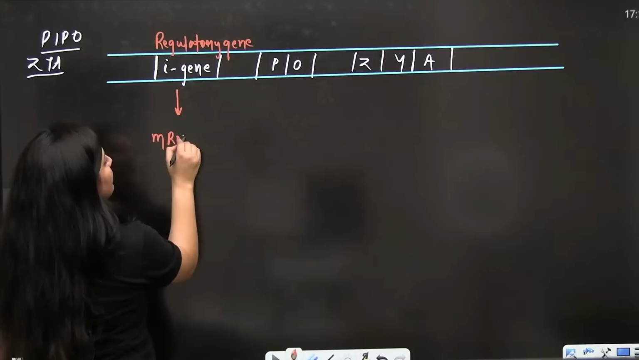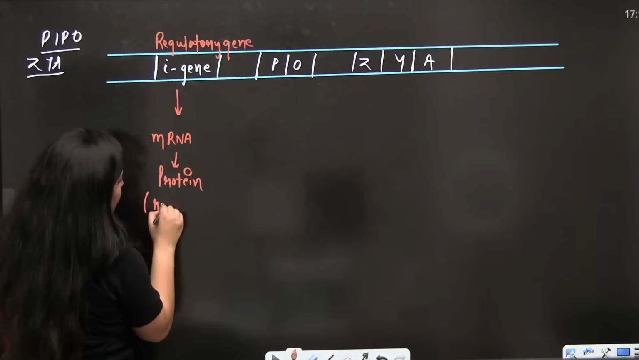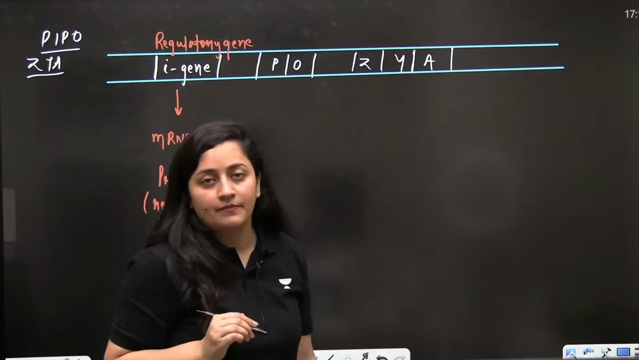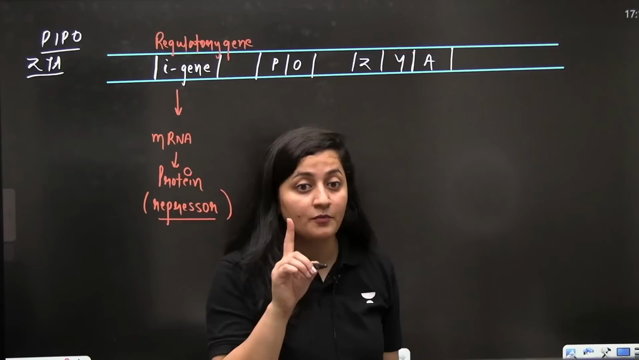That mRNA will form the protein, and that protein is nothing but a repressor. It is a kind of inhibitor. It is going to stop something. It cannot start something. Now I'm going to explain a very important point. Please listen to me very carefully.